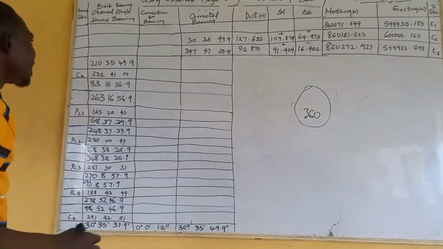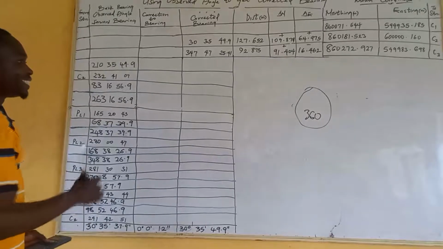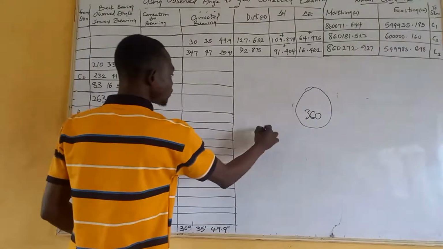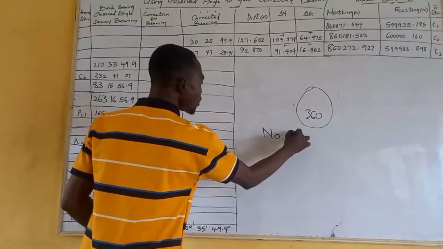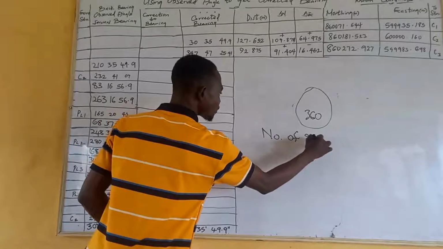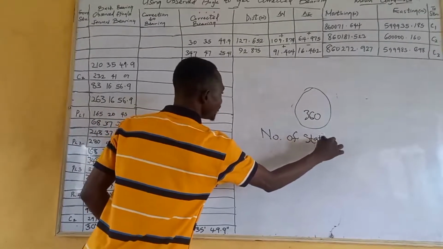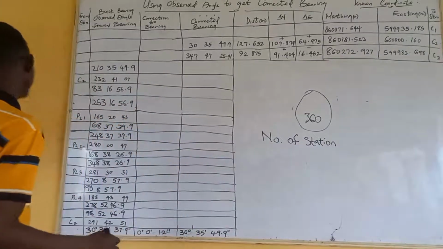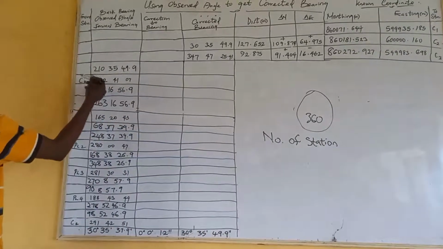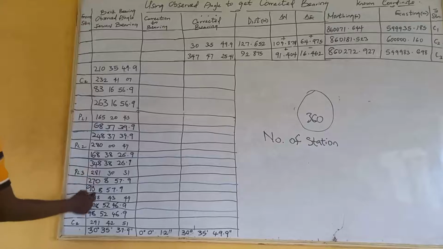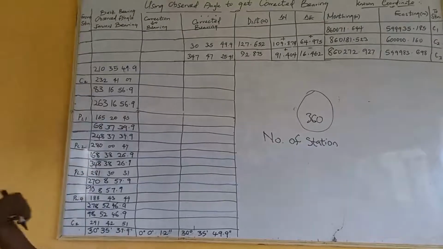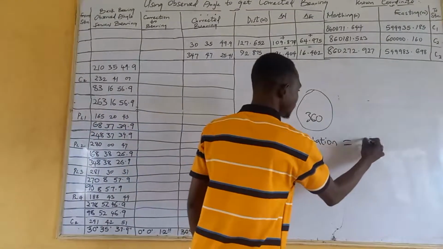Now to do that, the first thing you have to note is the number of stations. That is the first thing you have to note. So the number of stations is 1, 2, 3, 4, 5, 6. We have 6 stations. Number of stations is equal to 6.